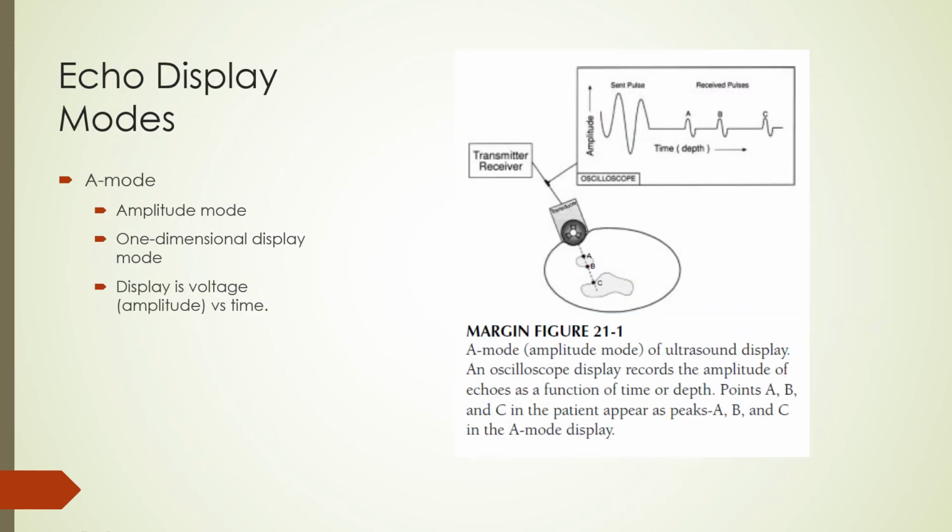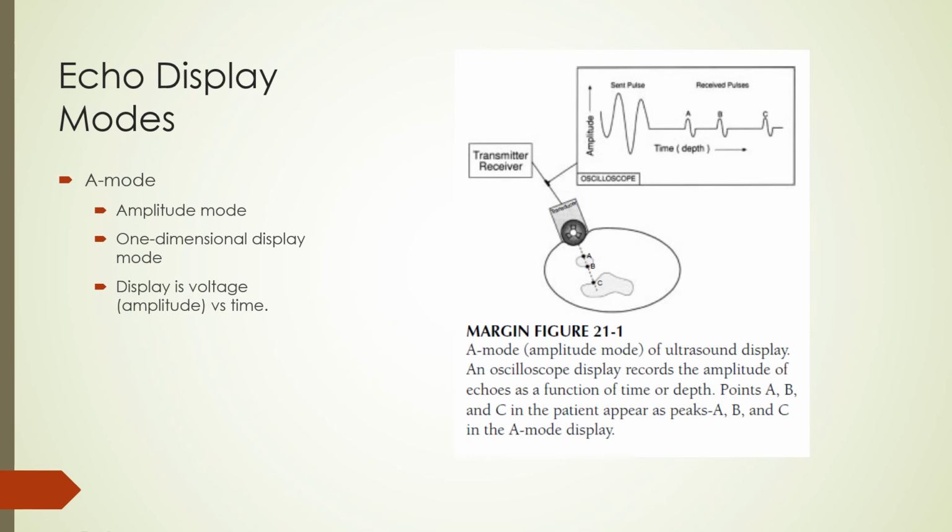After the echoes are processed, they can be displayed. Let's look at some display modes. The first display mode is the A mode or amplitude mode. This is like the one-dimensional display you would normally see on an oscilloscope. A mode reveals the location of echo-producing structures only in the direction of the ultrasound beam.